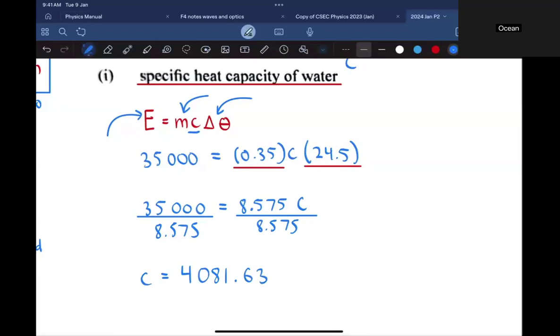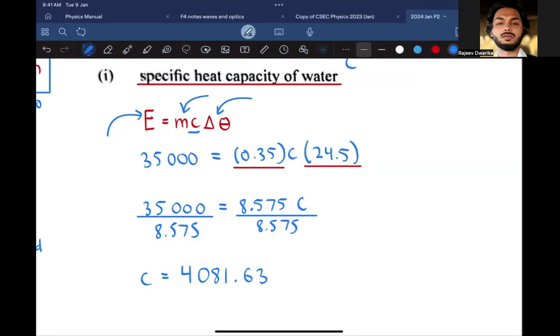And that is correct, because we know that the specific heat capacity of water is typically 4,100, or 4,200, somewhere around that. That's one of the constants you had to know. This is very similar to that, so you're correct.